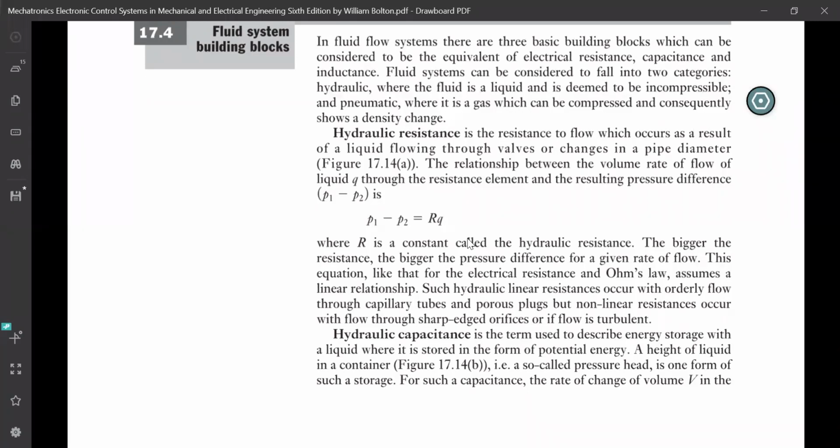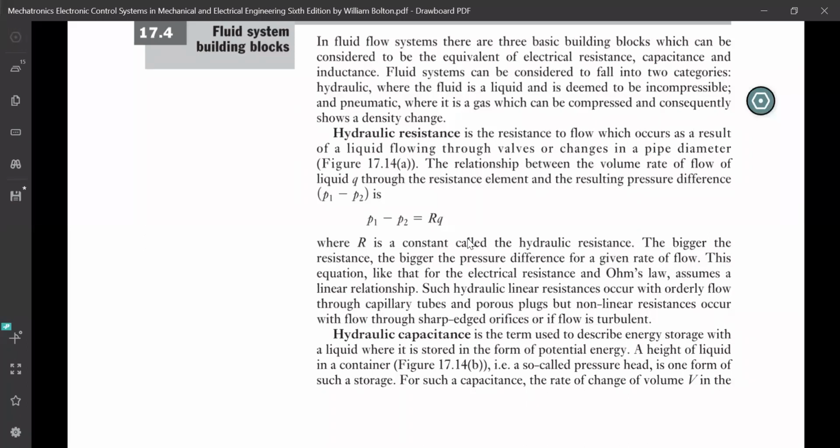Now, what kind of resistance it takes during that motion gives the discharge at the other end. Suppose the resistance is high, then your discharge will be less at the output point. So that's why this equation has been made: P1 minus P2 is equal to R times Q.